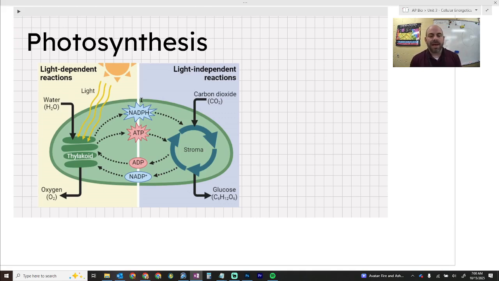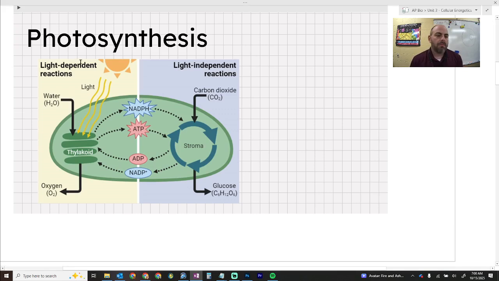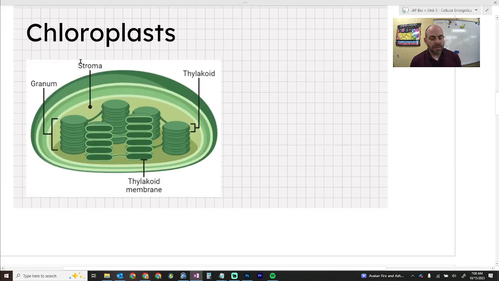And so you can see that as a form of energy coupling and energy or reaction cycling as well. Moving on, chloroplast. Let's talk a little bit about chloroplast anatomy.